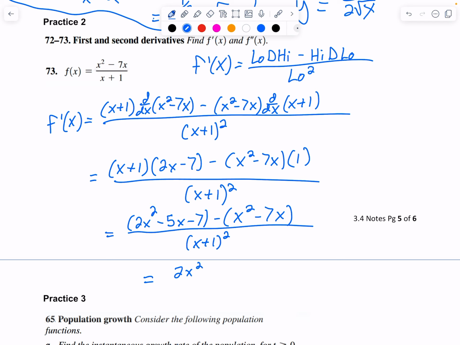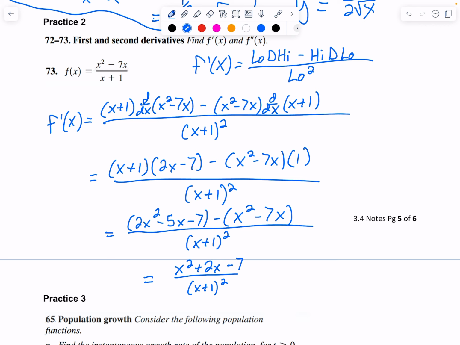I got 2x squared, and it's going to end up being, because I got x squared minus, 2x squared minus x squared gets me an x squared. Negative 5x minus a negative 7x is 2x, because it's positive 7. And then I get a minus 7 here over x plus 1 squared. And I'm really hoping one of those will factor out, and they do not.